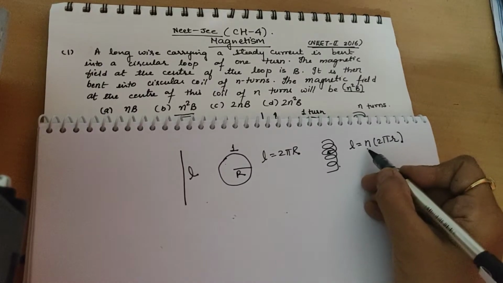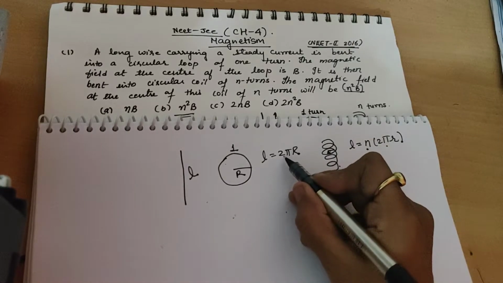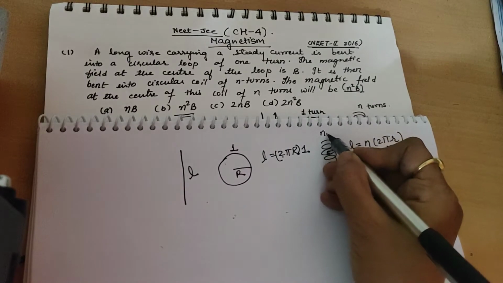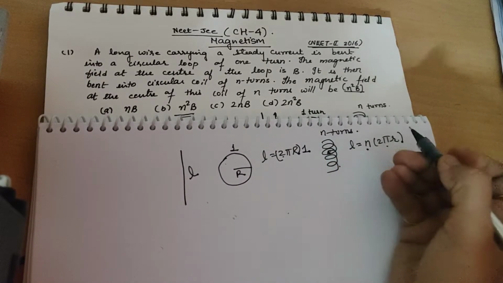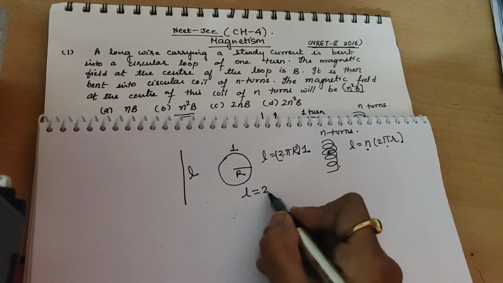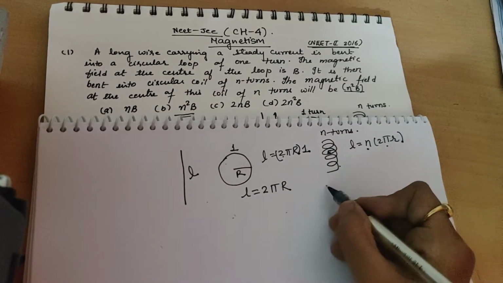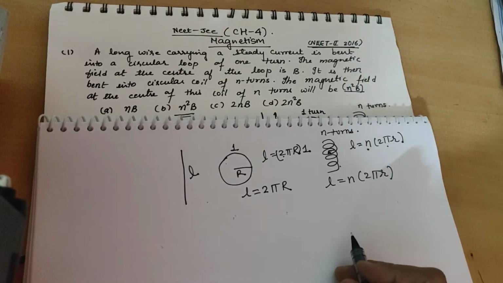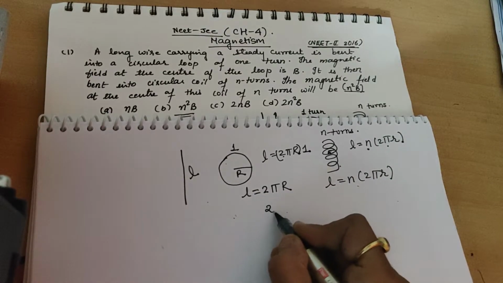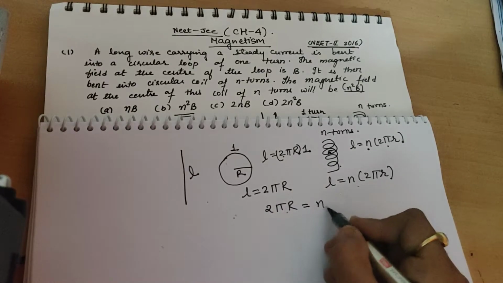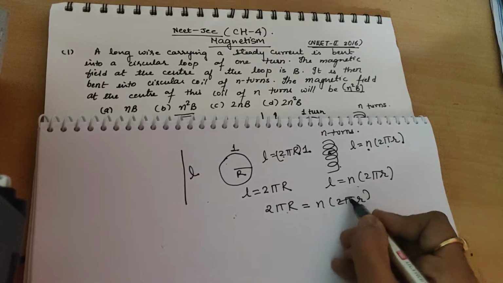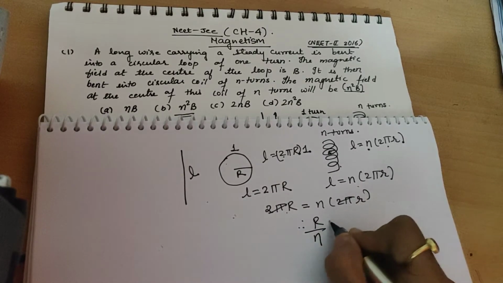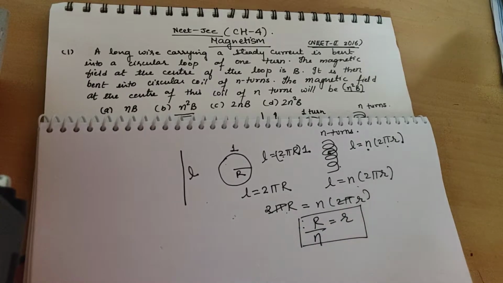Yes or no? You are making how many turns? N turns. Here, how many turns are you making? One turn. This is for one turn, and this is for n turns. So ultimately here you will get L is 2 pi R, and what L do you get here? L is equal to n into 2 pi small r. Now if I compare these two, because both are the length L, can I get one relation between small r and the bigger R? So R upon n is equal to small r. So one relation we get here.